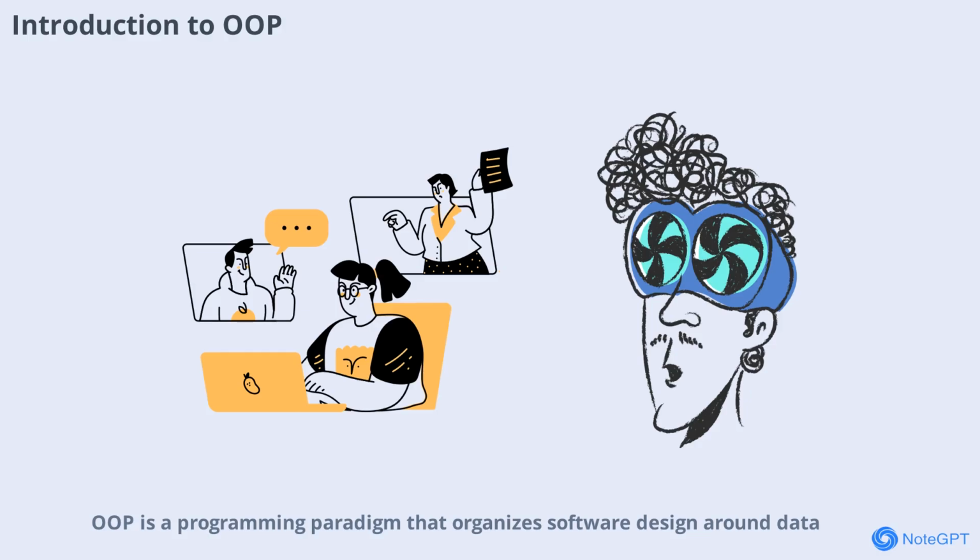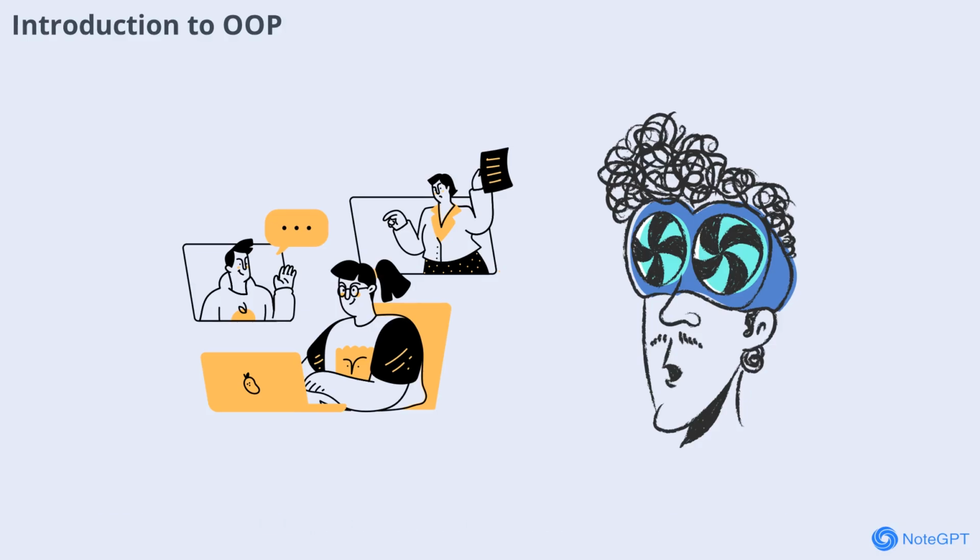OOP is a programming paradigm that organizes software design around data or objects rather than functions and logic. This approach helps developers create more modular, reusable, and maintainable code. One of the core concepts in OOP is inheritance, which allows us to build new classes based on existing ones.